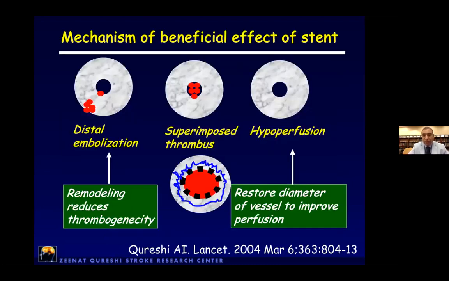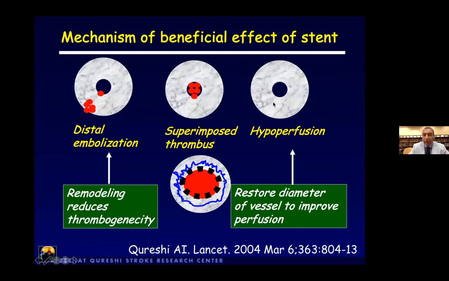So how does a stent work? Obviously we have to understand how intracranial atherosclerosis causes ischemic events. An atherosclerotic plaque is more thrombogenic, so there's a higher chance of forming thrombosis that can lead to distal embolization, or even thrombosis at the site of the stenosis, leading to parent artery occlusion.